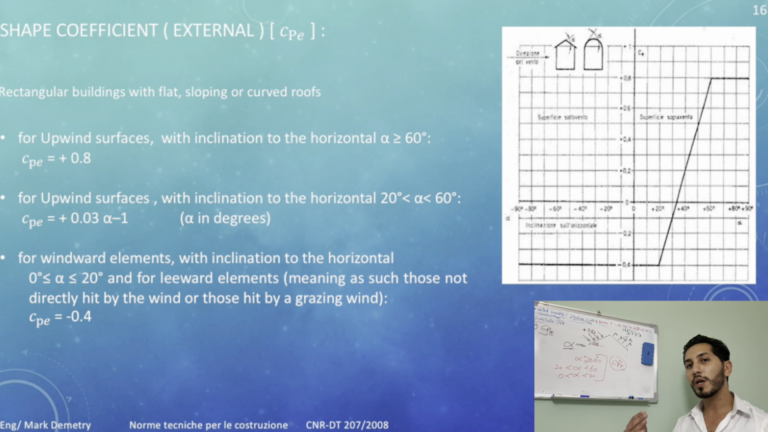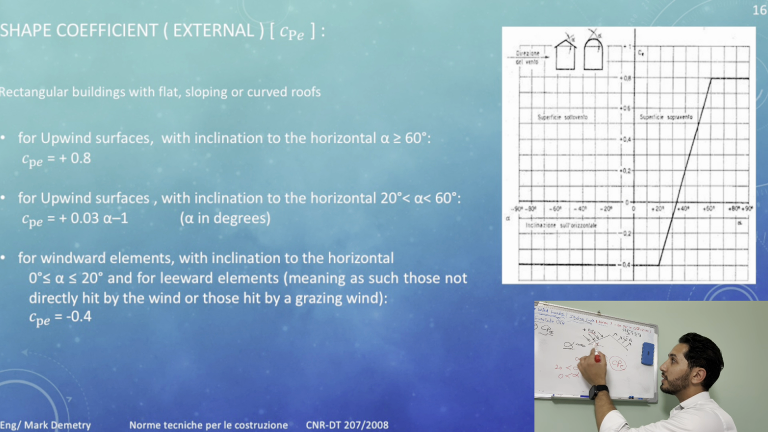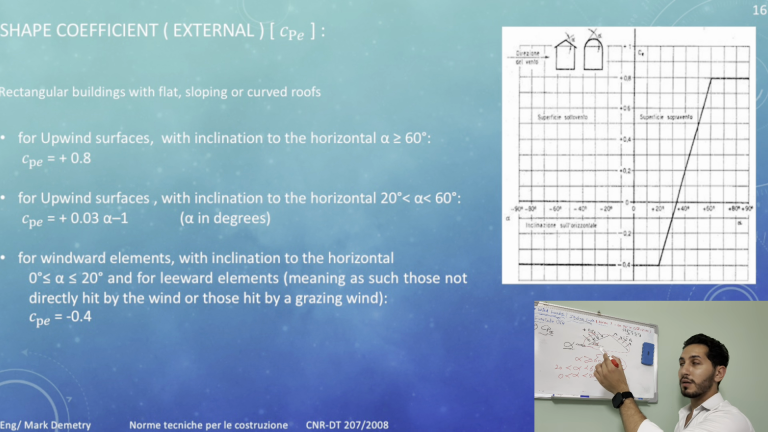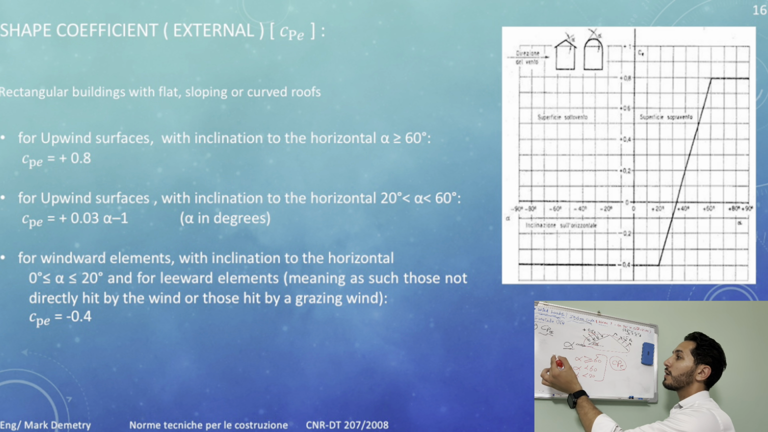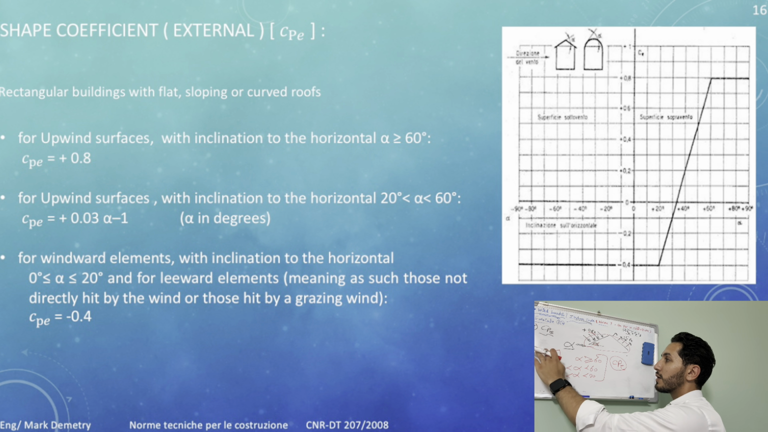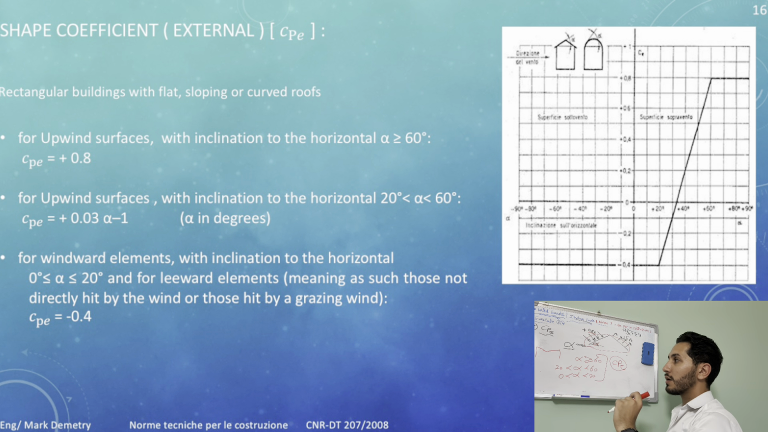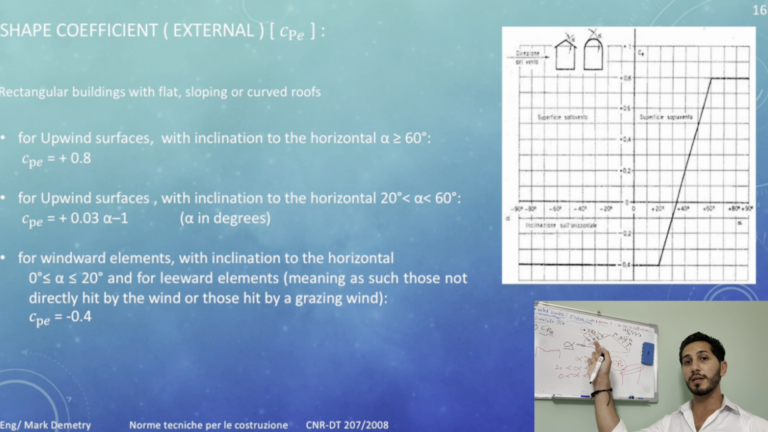Not only this, but you can also see in the other figures that the CPE changes based on the slope direction. If the slope looks like this, it is called a duopitch roof. We also have this type of roof, and we also have this type of roof. The direction of this monopitch roof or the duopitch roof controls the sign of the CPE. So this is more or less for the external shape coefficient.